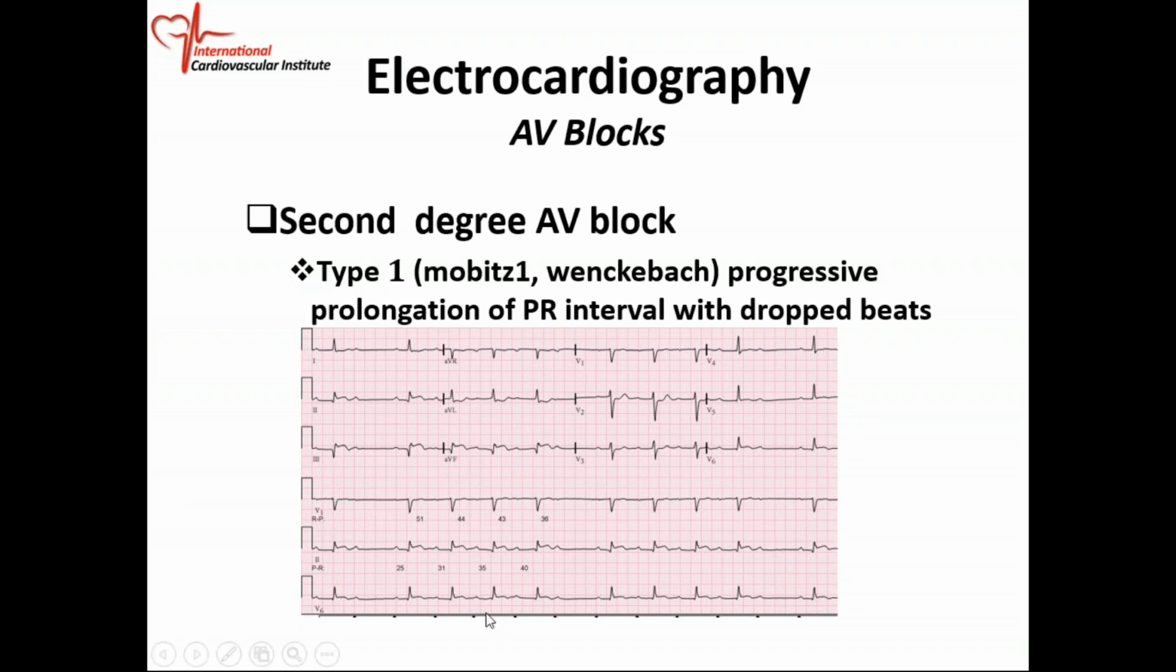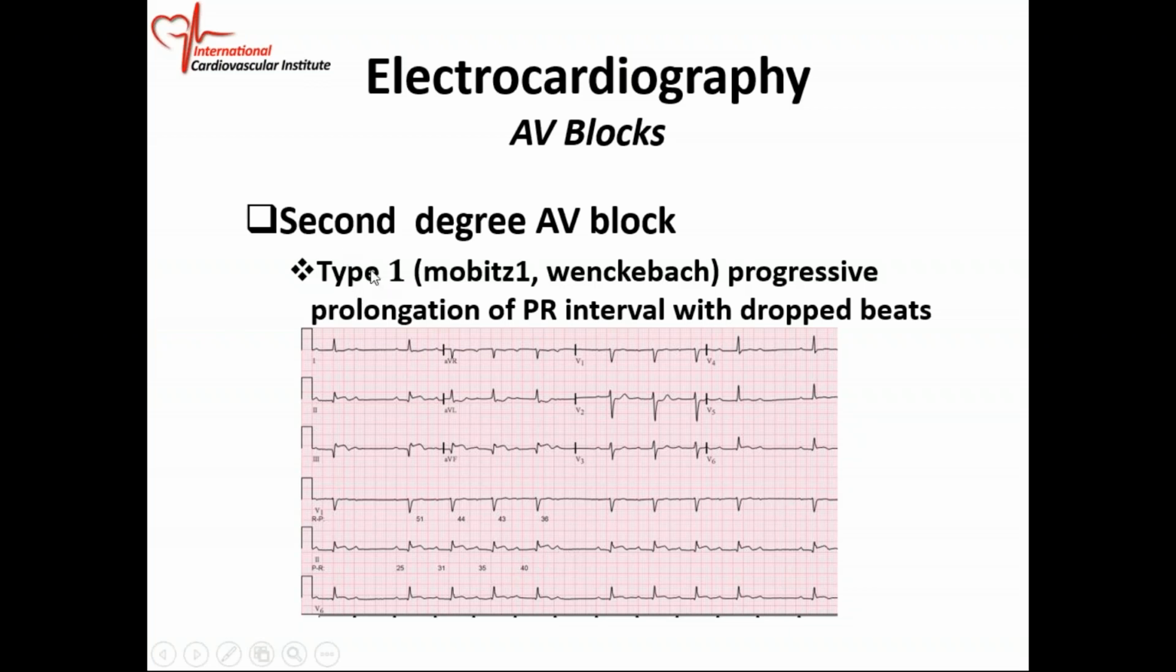Progressive prolongation of the PR interval, and then you have a drop beat. You have a P wave but no QRS. Okay? This is telling you that there is some disease in the AV node. So not every beat is going to transmit to the ventricle. So you're going to get progressive prolongation of the PR interval, and then you get a P wave, no QRS.